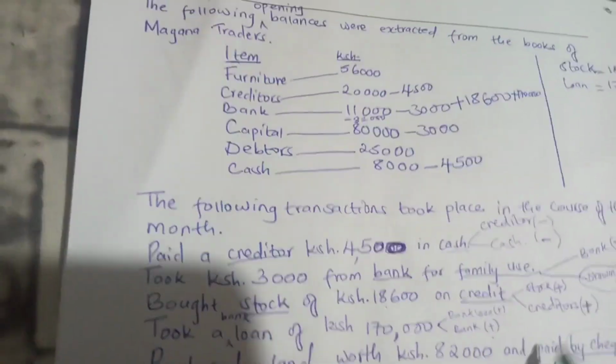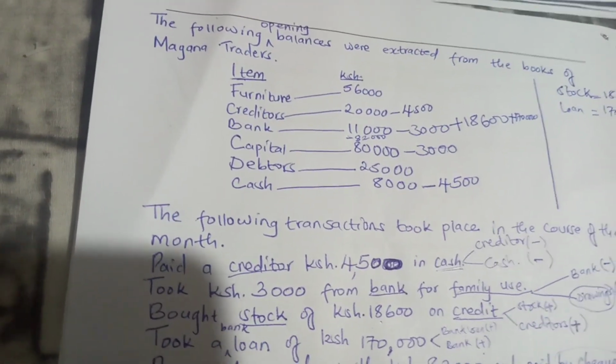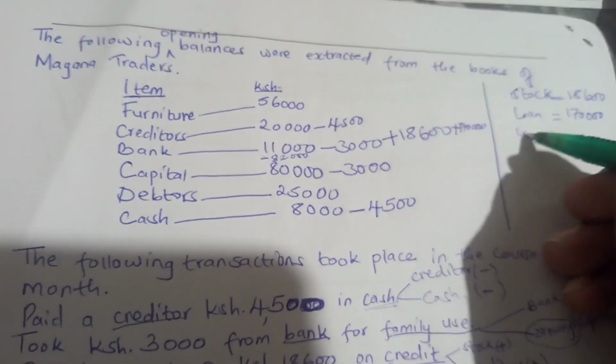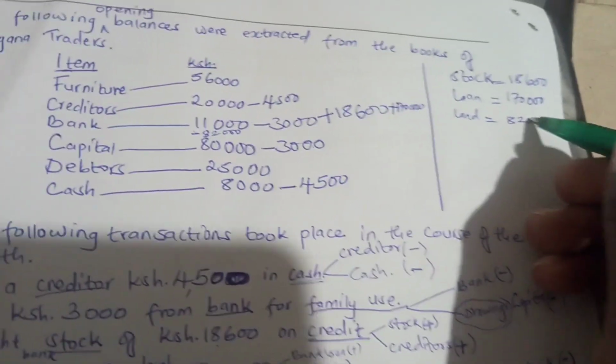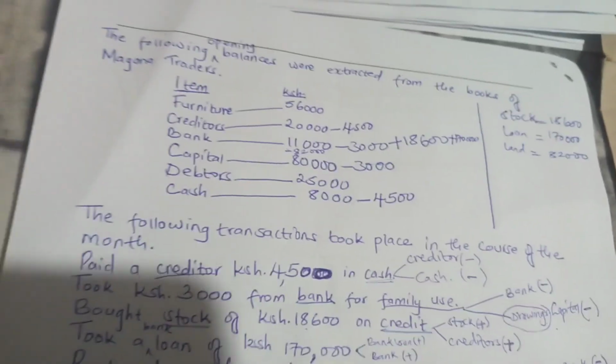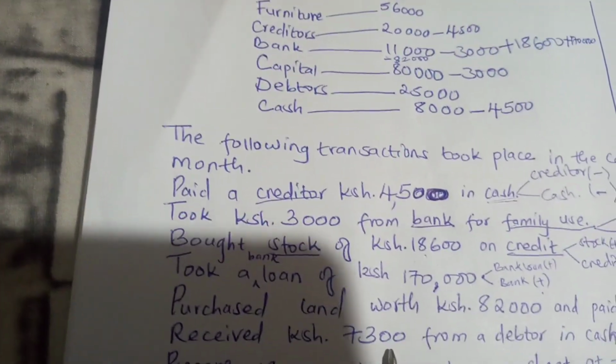So, continue to subtract 82,000. Next is land. We add a new item here, land, 82,000.